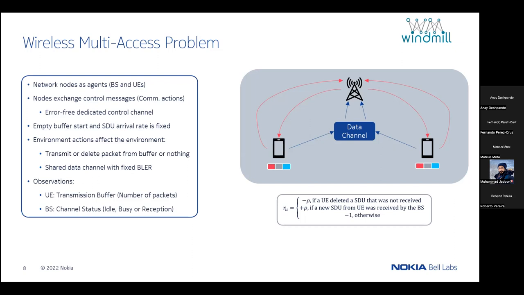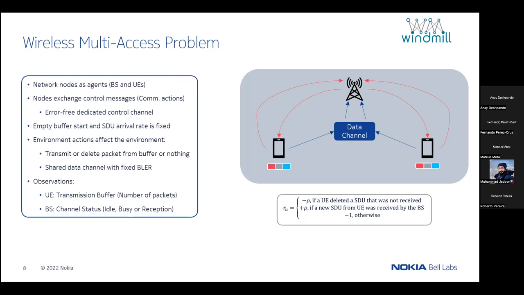And we model the observations very simply. For the users, it's the number of packets in the transmission buffer. And for the base station, it's the channel status. So it's idle, busy, or a reception from user one, user two, and so on. And this is mainly what you use.